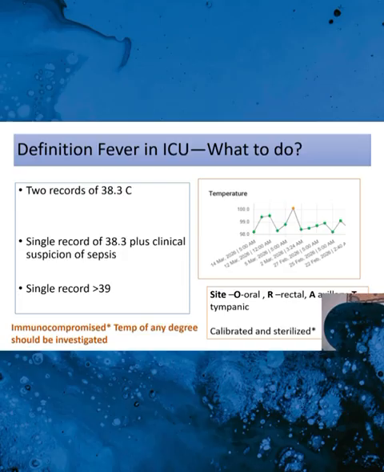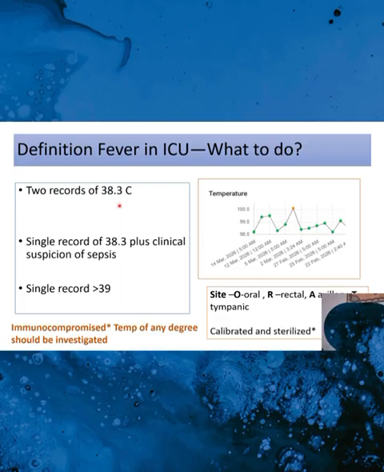If we see definition wise, the American Society of Critical Care, the ICCM and the Infectious Diseases Societies decided that fever is two records of 38.3 degrees centigrade, recorded from a properly calibrated and sterilized site. Either it may be oral, rectal, axillary or tympanic. Most preferred is the core temperature, which is rectal or tympanic, which may not be accessible to many of the ICUs.